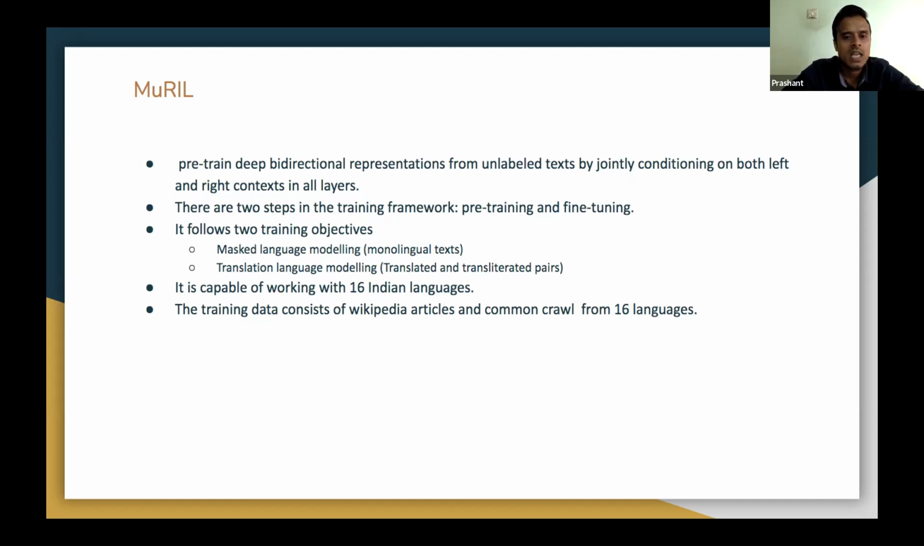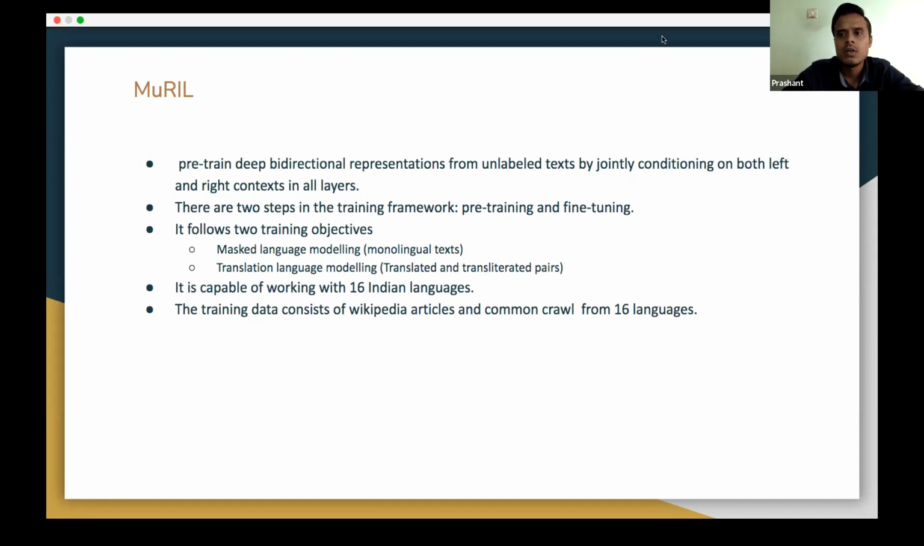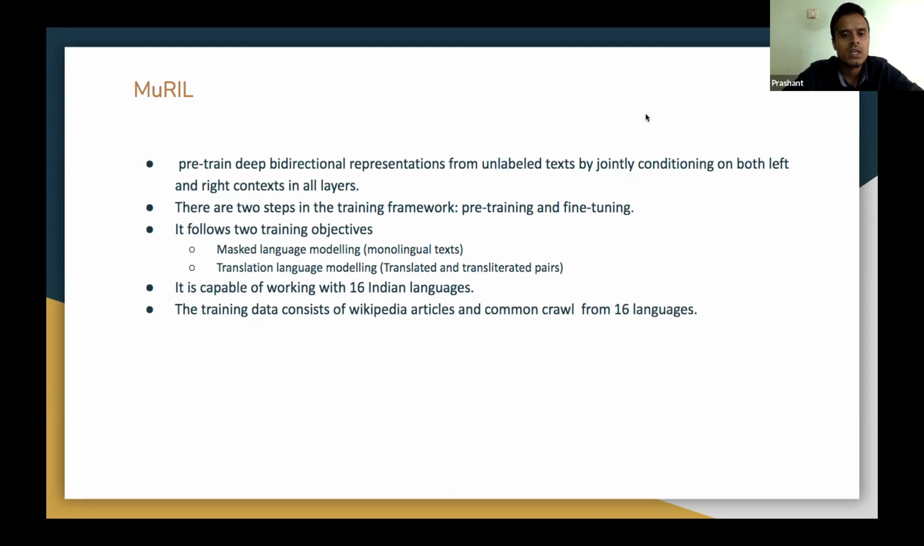The first one is masked language modeling, in which monolingual text is used to train the model. The second one is translation language modeling, which consists of translated and transliterated pairs. MuRIL is capable of working with 16 Indian languages, and the training data mainly consists of Wikipedia articles and Common Crawl from 16 Indian languages. So M-BERT and MuRIL are 2 state-of-the-art transformer encoders that we are using in our experiment in various combinations.